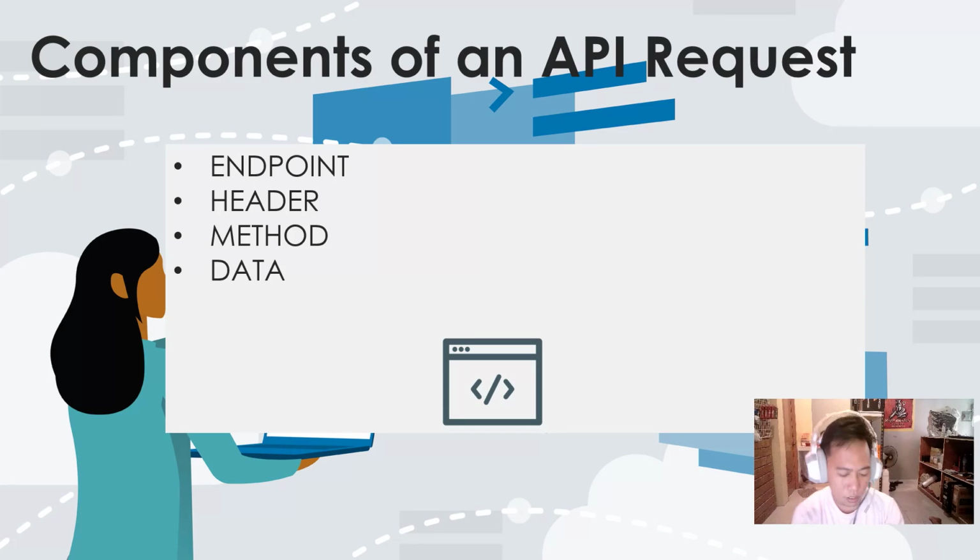The second one is header. Headers provide information to the client and server. Common examples of a header would be authentication credentials such as auth tokens or client ID. These credentials are provided to you automatically when you create an API account.